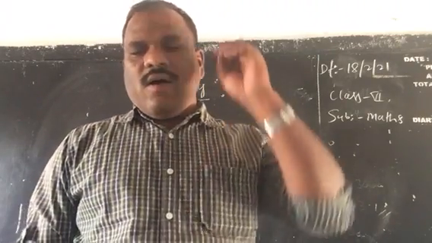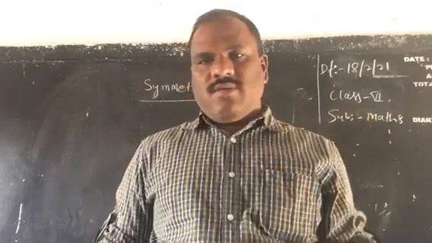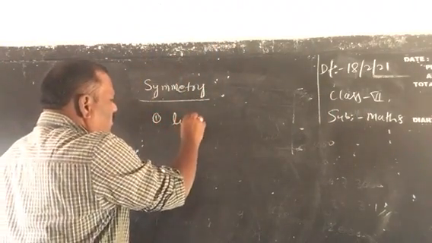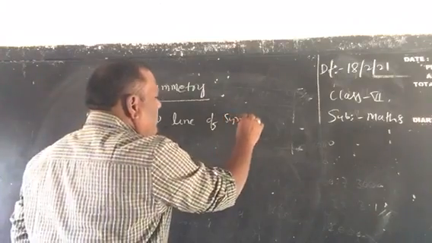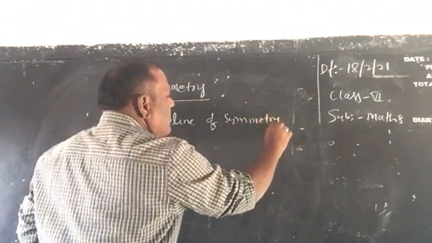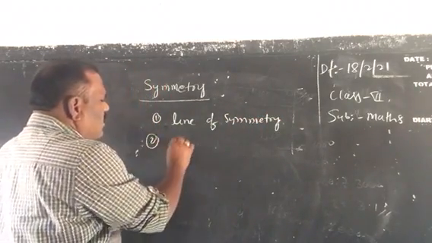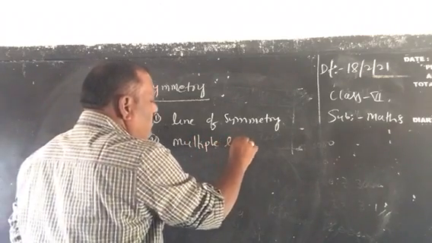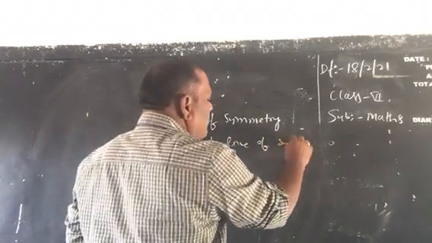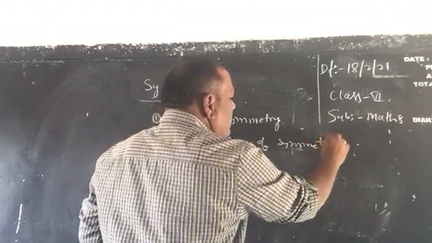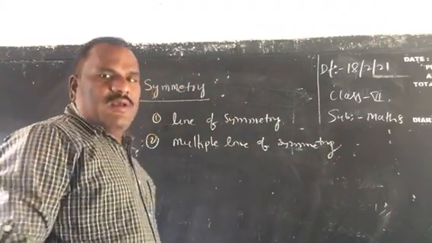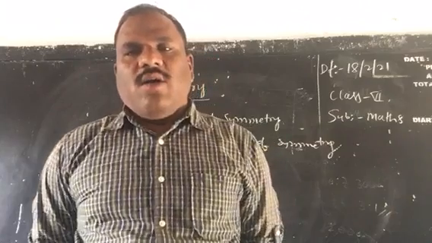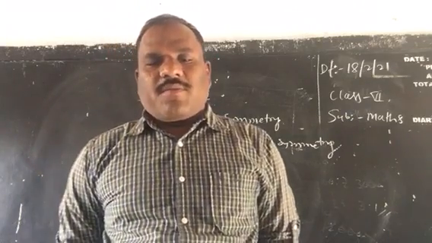One is line of symmetry. And the second one is multiple lines of symmetry. So let us discuss the first one, children. What is called line of symmetry?